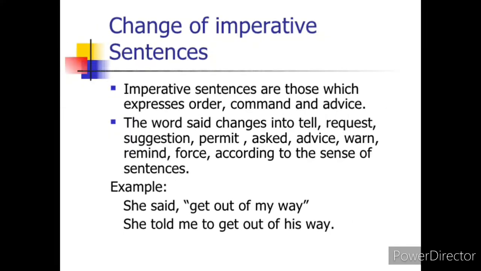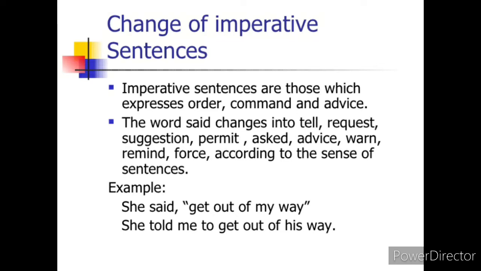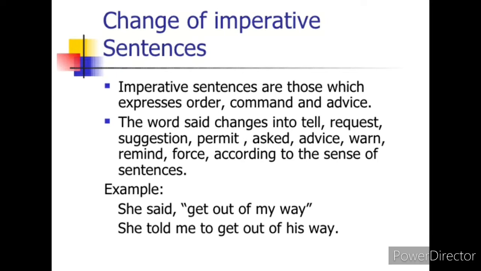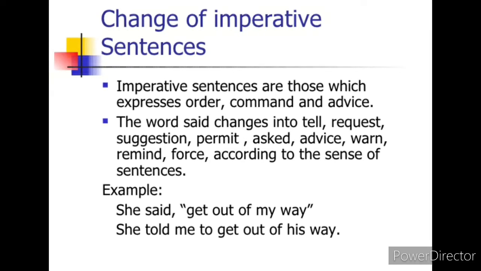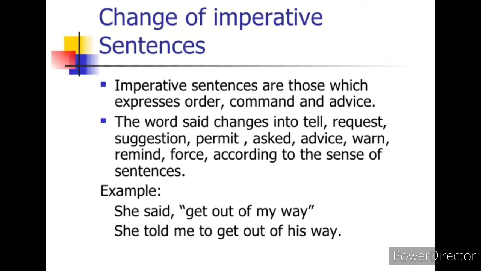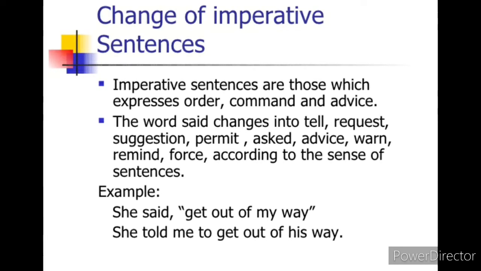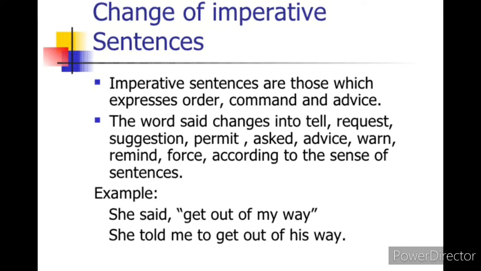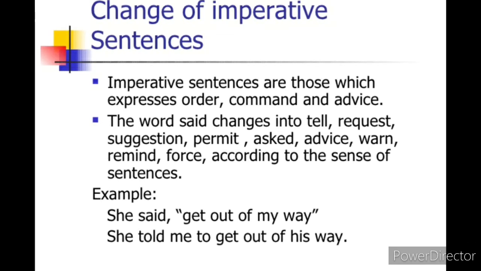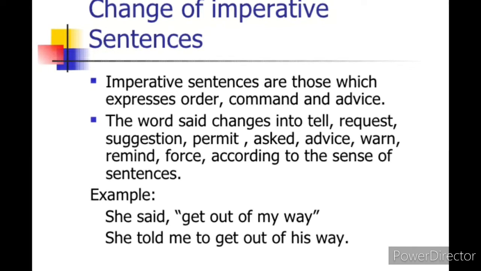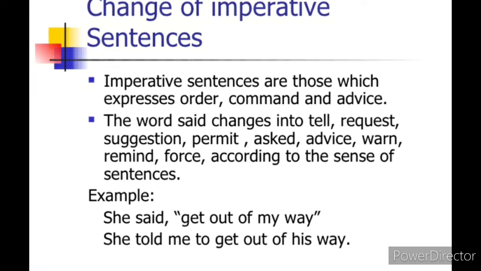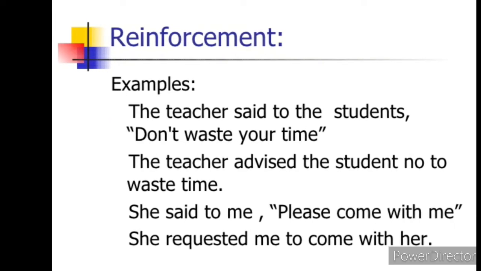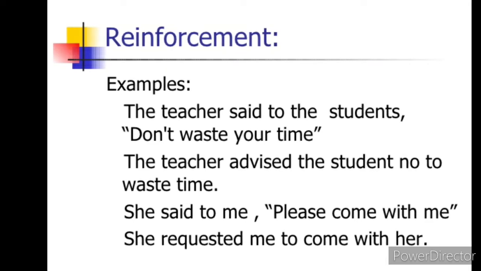Dear students, we are going to discuss the change of imperative sentences. Imperative sentences are those which express order, command, and advice. The word said changes into tell, request, suggest, permit, ask, advise, warn, remind, force, according to the sense of the sentence. For example, she said, "Get out of my way." She told me to get out of her way. You can use here: she ordered me to get out of her way.